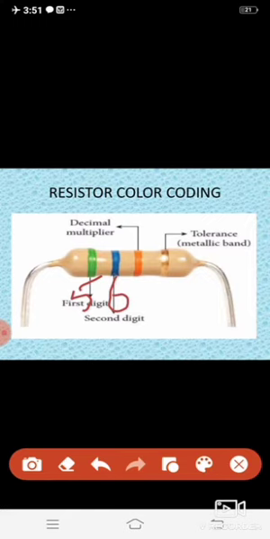The third color is the decimal multiplier. The decimal multiplier is the orange color. Orange has the number 3, so you give that value as 10 power 3. And you know the gold color has a value of 5%, so we can write plus or minus 5%.